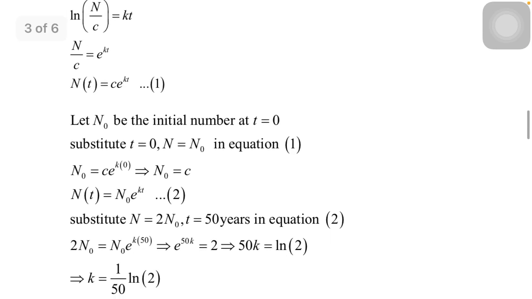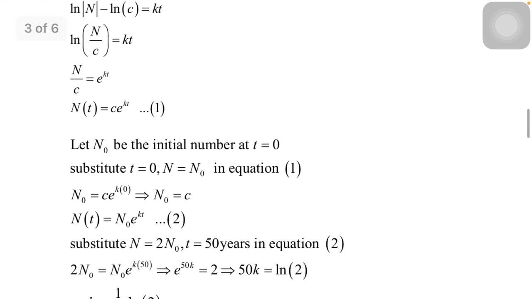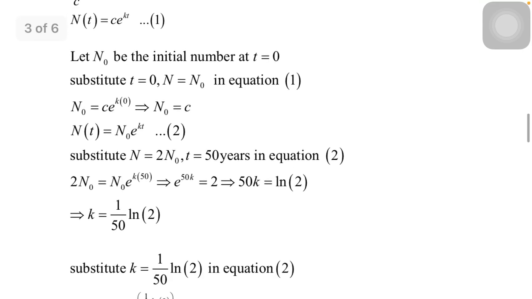So substitute t is equal to 0, n is equal to n naught in equation 1. N naught is equal to c e power k into 0. So e power 0 is 1, and c is equal to n naught. After getting c, you put it into the first equation. We have n of t is equal to n naught into e power kt.